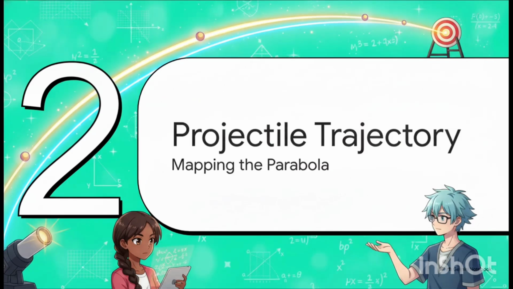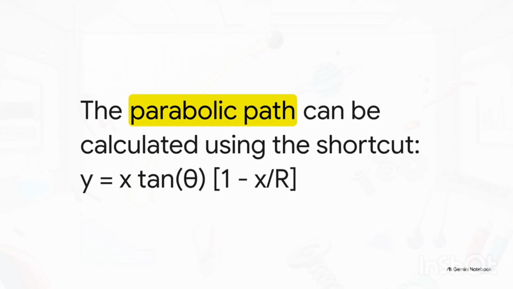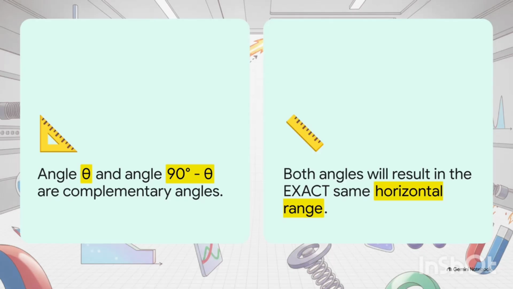Section 2. The projectile trajectory, mapping the parabola. Moving on, let's look at the actual mathematical path of the projectile. You literally have to know these trajectory formulas for your exams. The top equation looks like an absolute beast, I know, but notice that x squared term. That mathematically proves right there that the path of a projectile is a parabola. But hey, look at the bottom equation. That shortcut form using r for range, that is an absolute lifesaver. When a numerical question gives you the angle and the range, using this shortcut will literally save you valuable minutes on the clock.